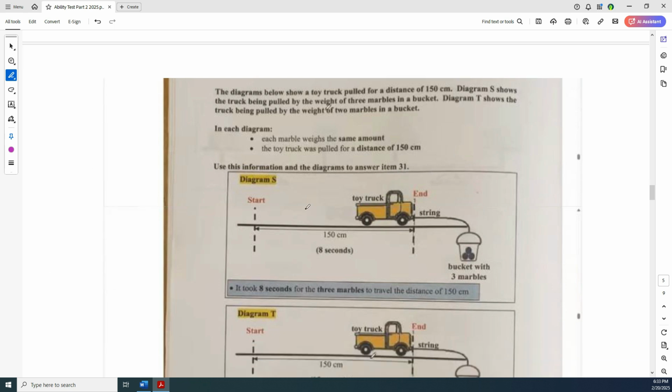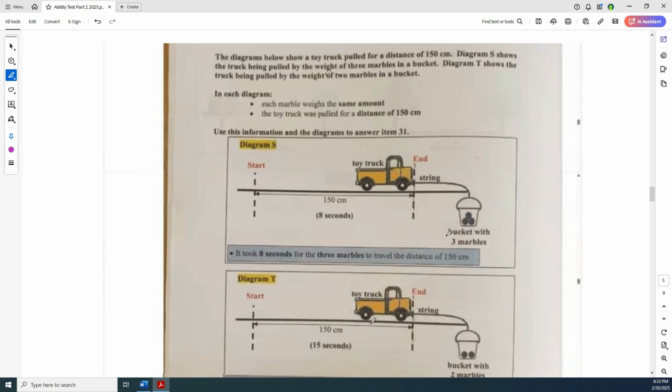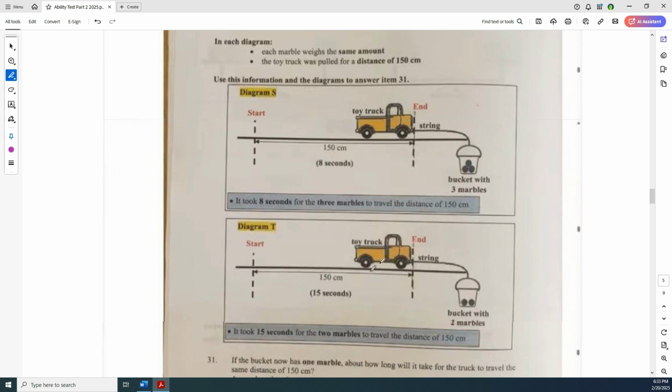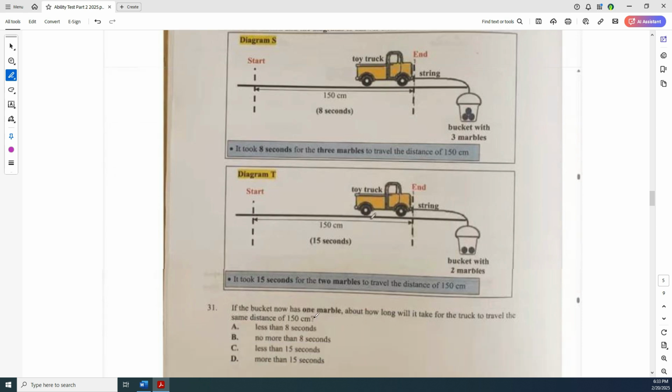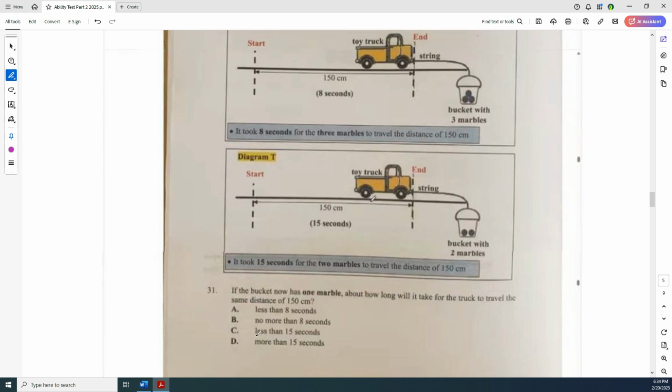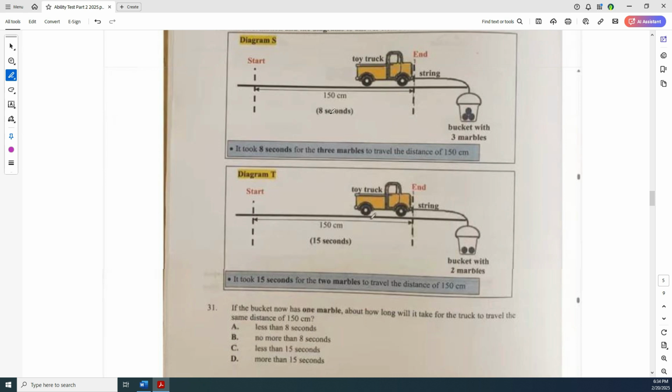So this is the first one with the 3 marbles. The truck was pulled for 8 seconds. Second one, same distance, 150 centimeters in 15 seconds. If the bucket has 1 marble, about how long would it take for the truck to travel the same distance of 150 centimeters? Will it be less than 8 seconds? No, because with 3 marbles, it was 8 seconds. So that's not going to happen.